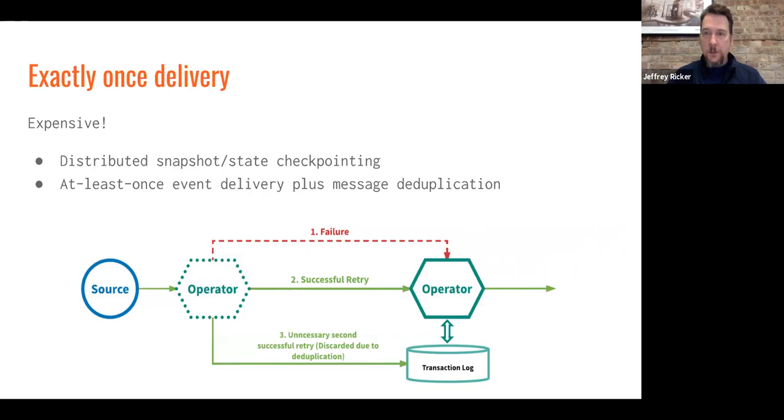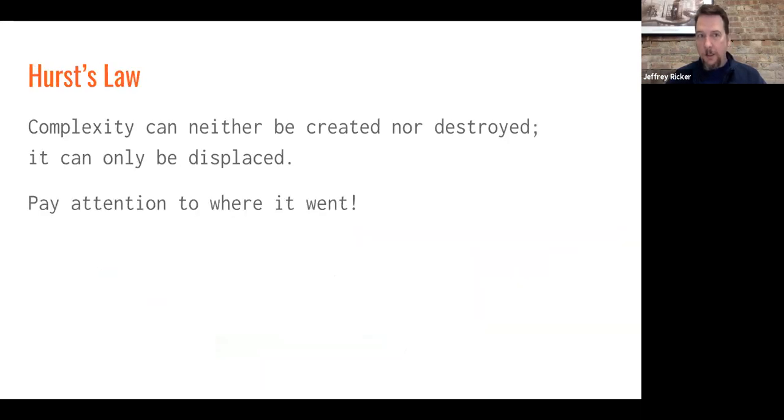So this is just another example of Hurst's law, right? I don't know if I've touched on this in the previous lectures, but Hurst's law says that complexity can neither be created nor destroyed, it can only be displaced. So pay attention to where it went.